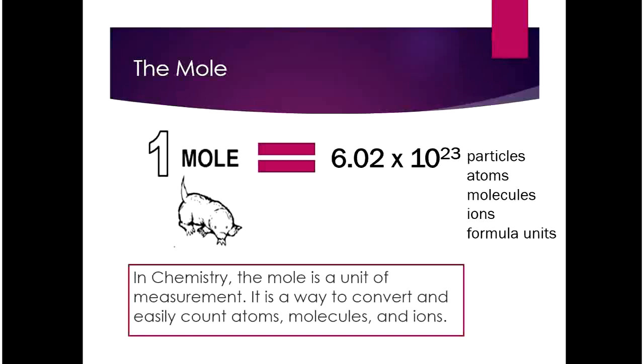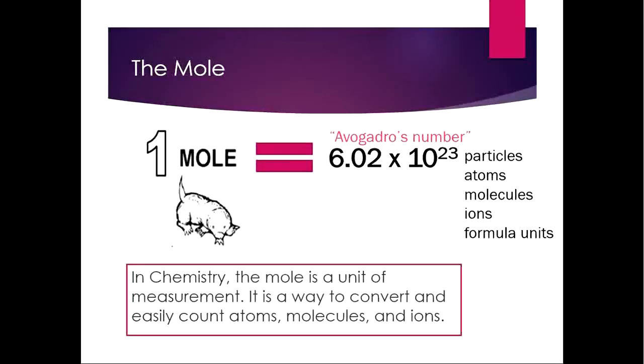Now that word particles can also mean different things. So it could be 1 mole is equal to 6.02 times 10 to 23 atoms. 1 mole is equal to 6.02 times 10 to 23 molecules. 1 mole is equal to 6.02 times 10 to 23 ions. And 1 mole is equal to 6.02 times 10 to 23 formula units. The whole point is that all of these particles are extremely small. Particles, atoms, molecules, ions, formula units. This number is called Avogadro's number. So when you think of 1 mole of a substance, think of Avogadro's number, 6.02 times 10 to the 23.